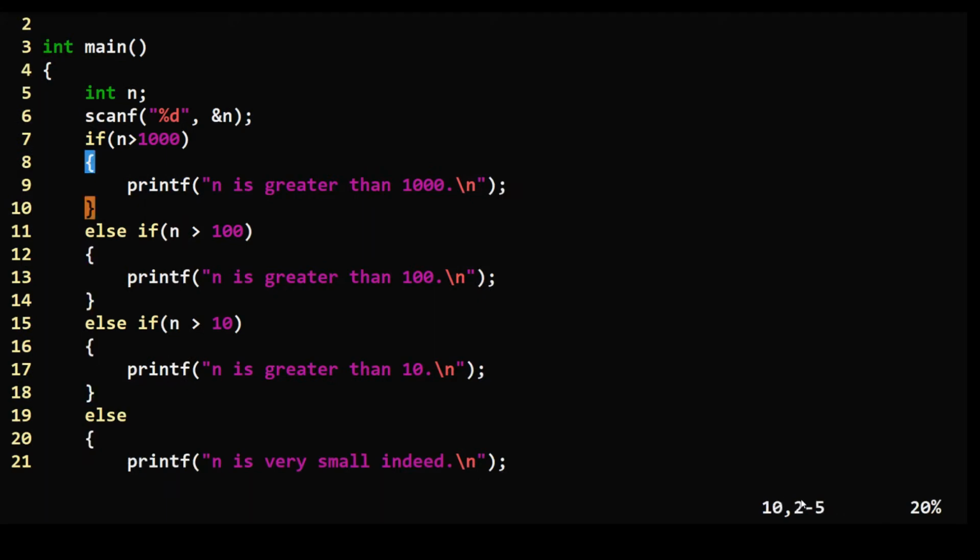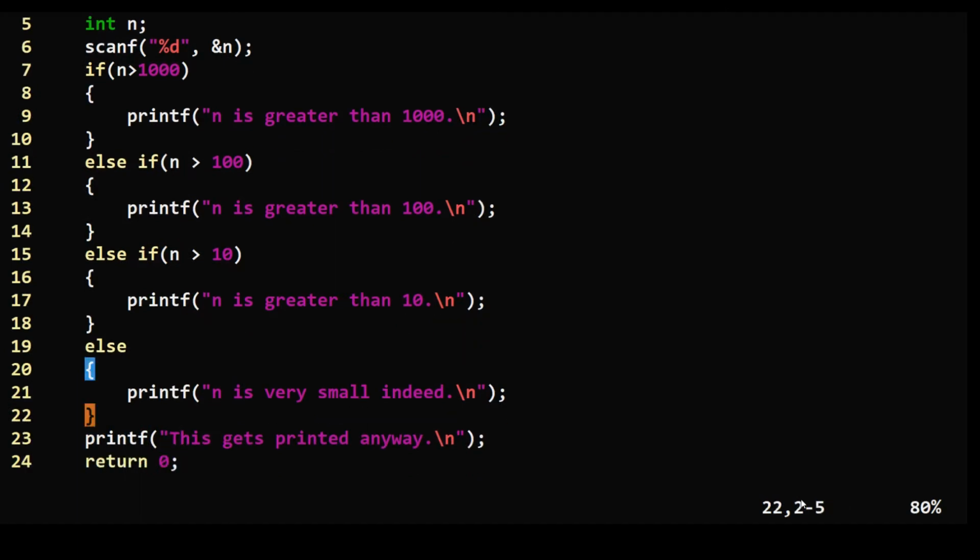So what happens here is, we step through like this, and we first evaluate this condition. If this condition is true, we print, and we ignore the rest of this and head straight down here. If this is false, we look at the next condition. If this is true, we print this and we head down. If this is also false, we check the next, and like that we continue.